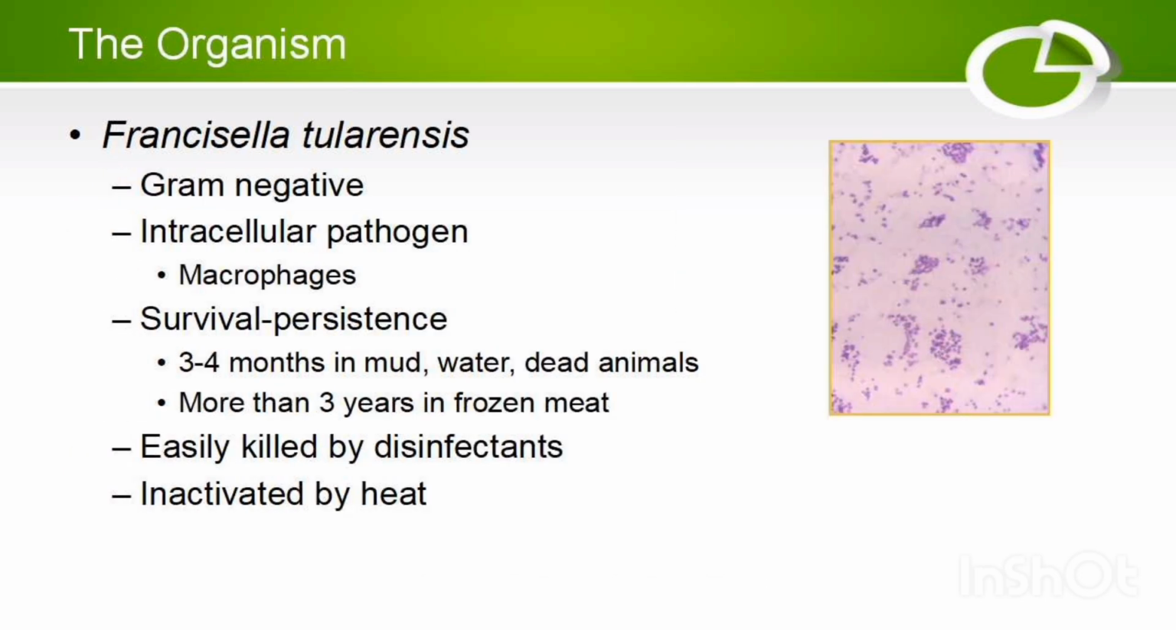Tularemia is caused by Francisella tularensis, a gram-negative, non-spore-forming intracellular pathogen. The bacterium multiplies within macrophages, and the major target organs are lymph nodes, lungs, spleen, liver, and kidney. The organism is relatively resistant in the environment, surviving 3 to 4 months in the mud, water, or dead animals. Rabbit meat frozen at 5 degrees Fahrenheit has remained infective for more than 3 years.